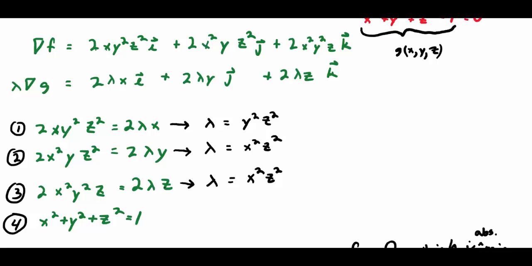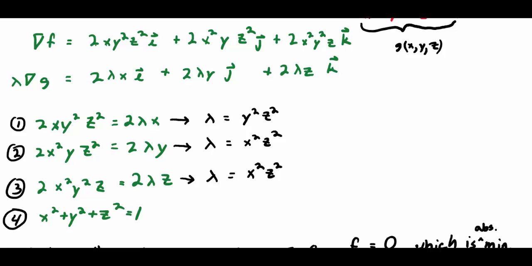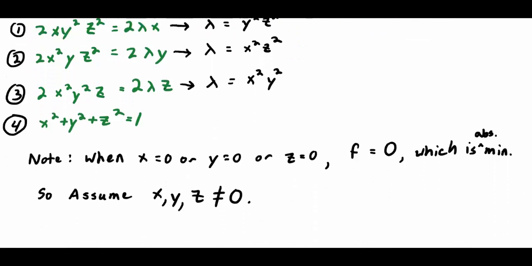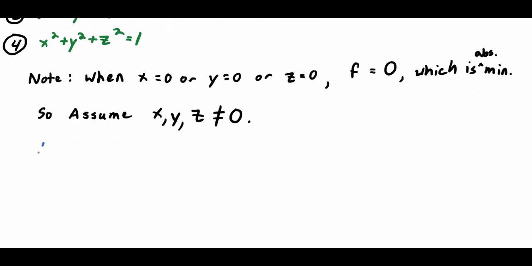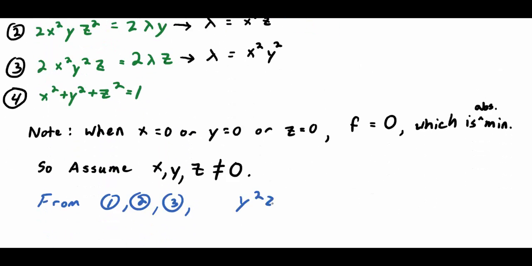So I'll say this. From the first three equations, I should have said x squared y squared. That's what I meant to say. Okay. So from equation 1, equation 2, and equation 3, let me put down the equivalents: y squared z squared equals x squared z squared equals x squared y squared. Does everybody agree with that statement?